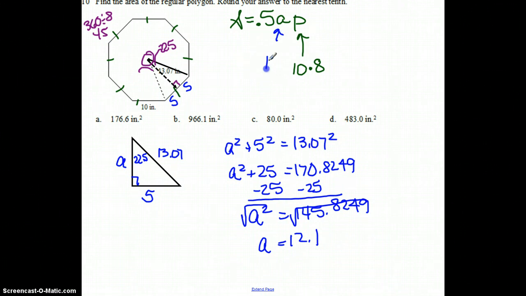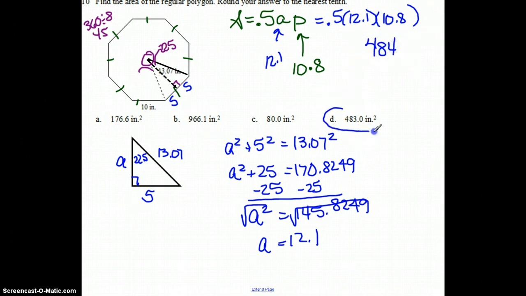So I can go back up here and put 12.1 in. So it's 1/2 times 12.1 times 10 times 8. So 0.5 times 12.1 times 10 times 8, which is 484. So this is going to be my closest answer. Again, depending on how you round this, determine how exactly close you are to that one.